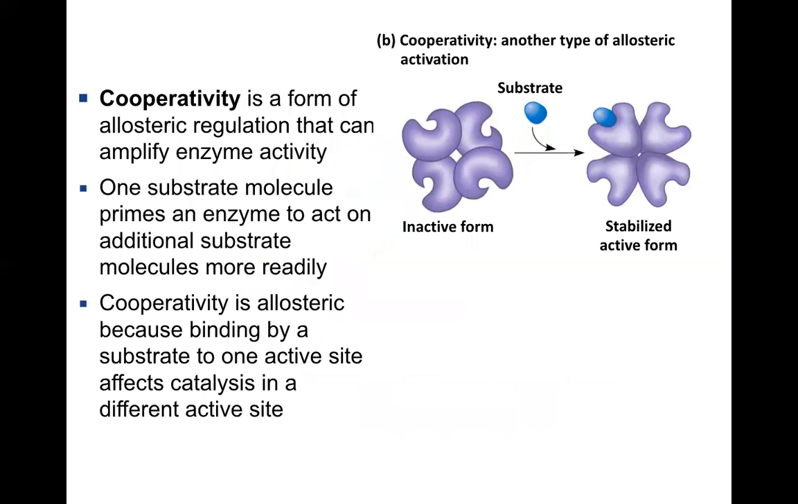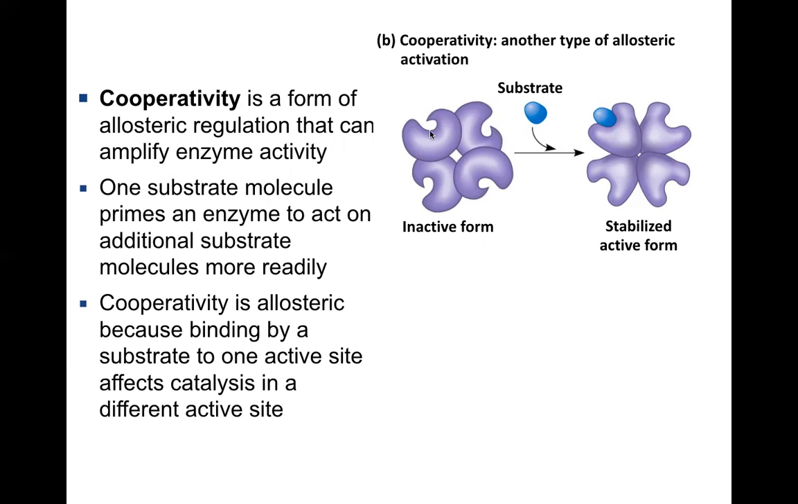Cooperativity is a form of allosteric regulation that can amplify an enzyme activity. Enzymes that have quaternary structure, composed of multiple polypeptides, multiple subunits, are often activated cooperatively. So one substrate molecule primes the enzyme to act on additional substrate molecules more readily.